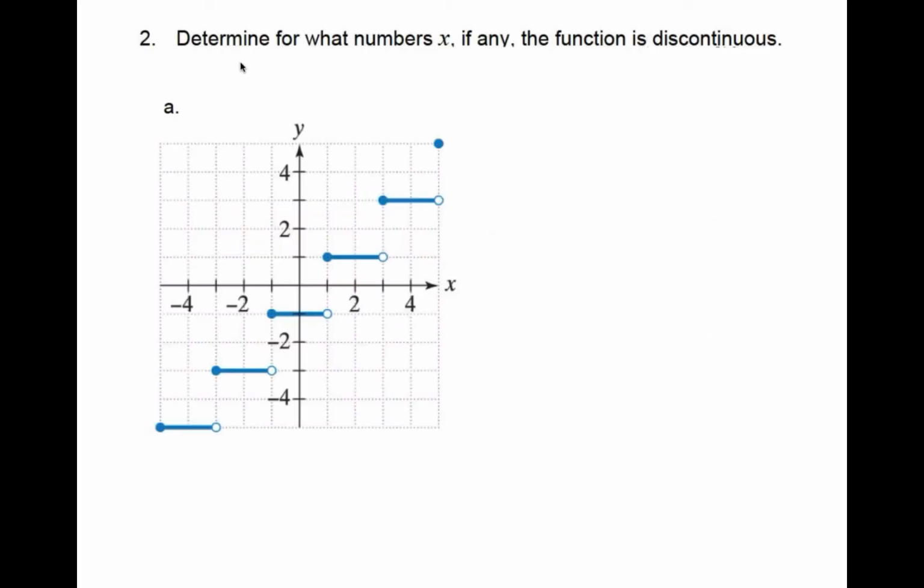So looking at the graph, this is determined for what numbers x, if any, the function is discontinuous. If I'm starting to trace the graph on the left side, notice the first place I'd have to pick up my pencil is right here at x equals negative 3. Then I could go up here and I continue tracing. The next place I have to pick up my pencil would be at negative 1, and then at 1, and then at 3, and then at 5. So those are all the places you have to pick up your pencil.